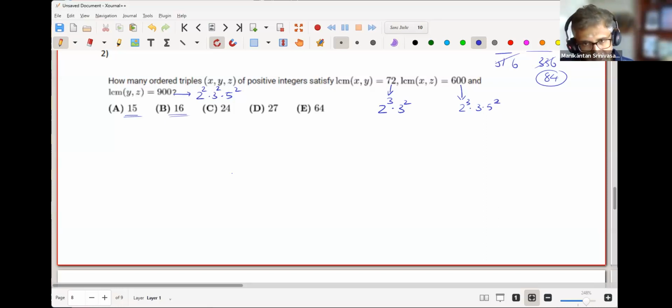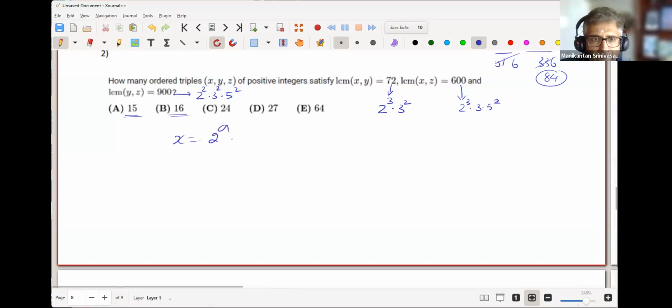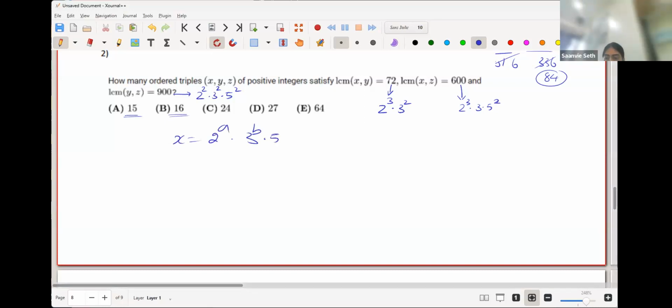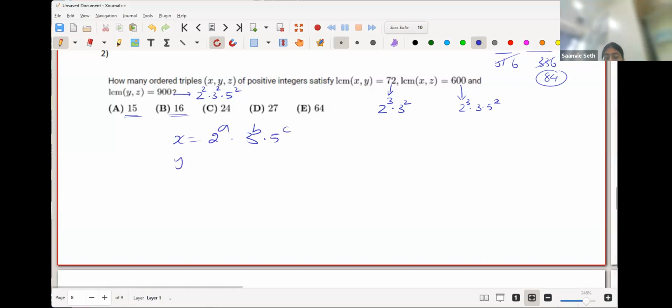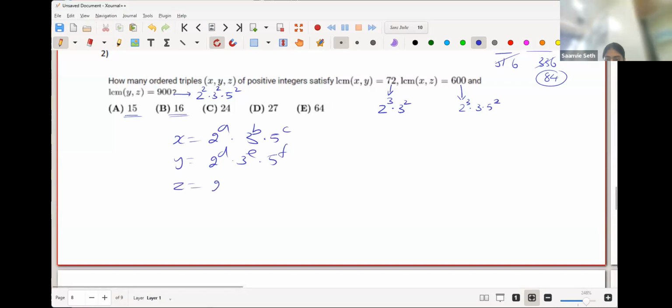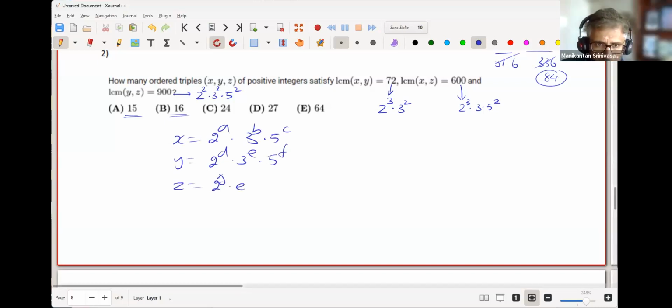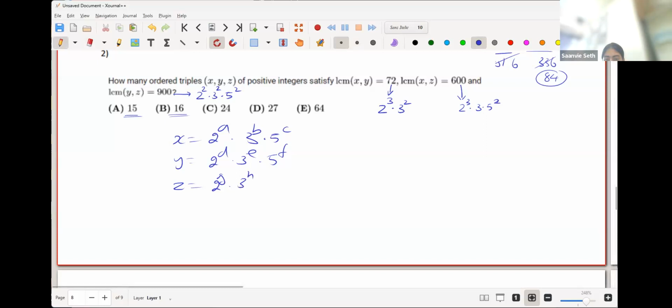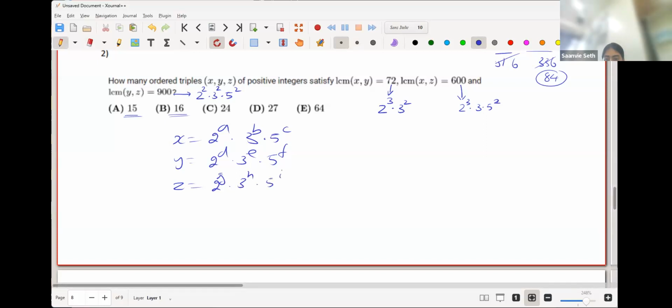Yeah, go ahead, Sanvi. Then you let x equal to 2 raised to a into 3 raised to b into 5 raised to c. And then y will be equal to 2 raised to d into 3 raised to e into 5 raised to f. Then z is equal to 2 raised to g into 3 raised to h into 5 raised to r. Then, because you already have the LCM, a comma d is equal to 3, b comma e is equal to 2. Please explain.